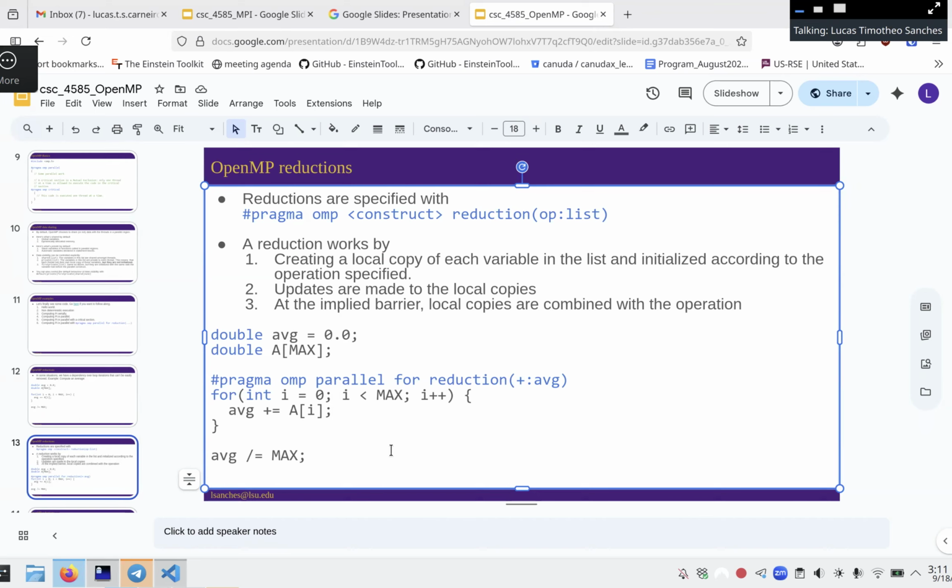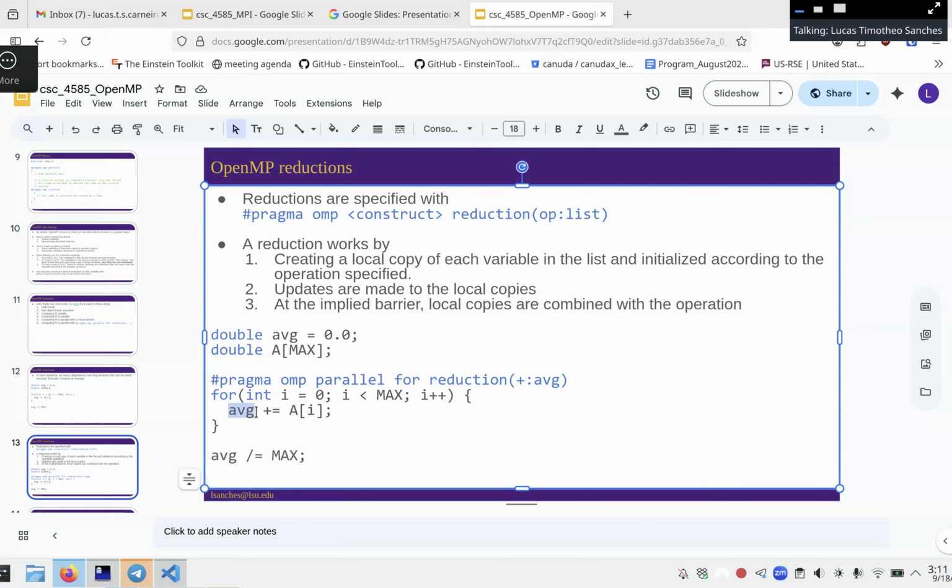Okay? Yes. I still don't quite understand what a reduction does. Okay. So a reduction is an operation on a variable. What the reduction is going to do is apply the operation you specified to a certain variable. So what we're doing here is that we have an average variable, and this for loop is running in parallel.